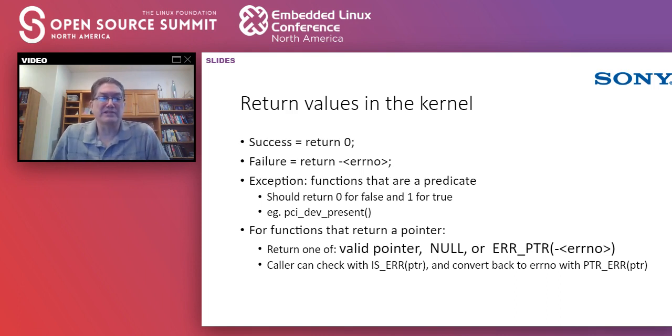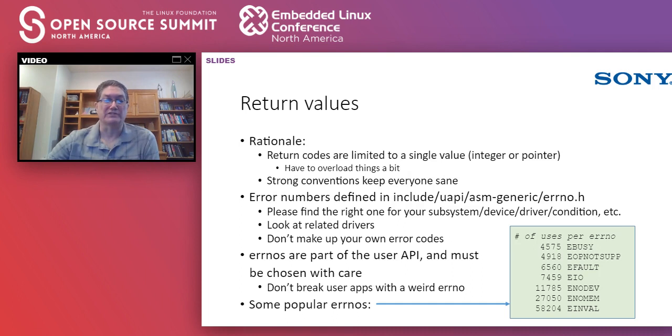For functions that return a pointer, you should return one of three values: either a valid pointer, NULL, or ERR_PTR with the errno. That's the case where you need to sneak some more information into the return value. The caller can check that value to see if there's an error with a macro called IS_ERR, and then they can convert it back using PTR_ERR.